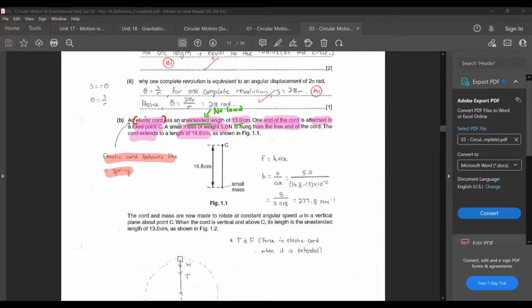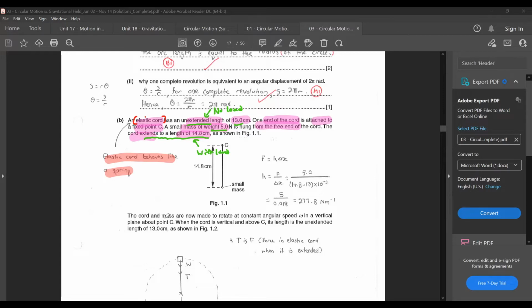But then after that, when they attach a weight of 5 Newton, a load is attached now to one end of the cord. The cord is actually now extended to a length of 14.8 centimeter. So this one is with load. Okay, so for now, just understand that your cord here is able to extend. It's actually behaving like a spring. Okay, we will make use of this information towards the last part of your question.